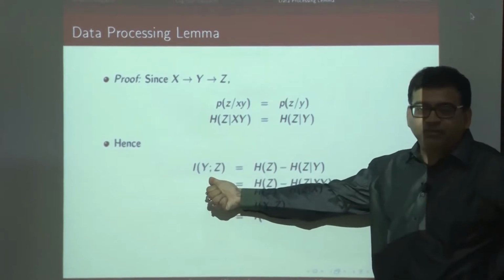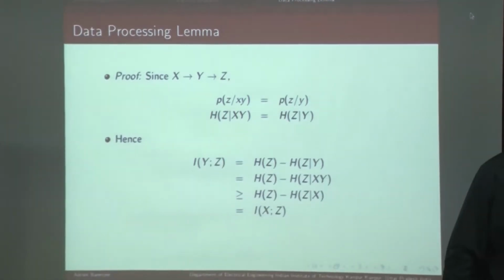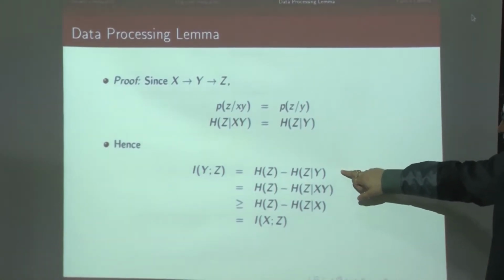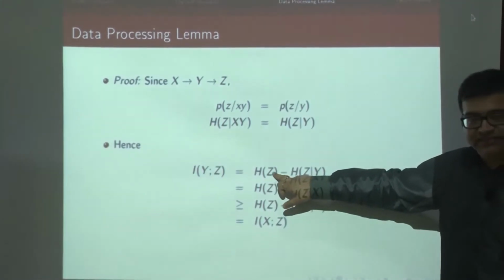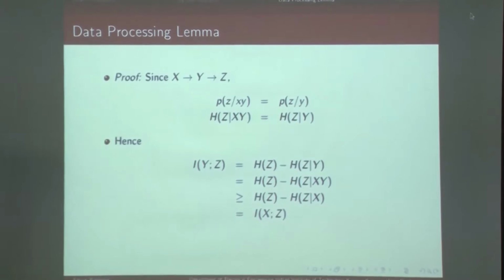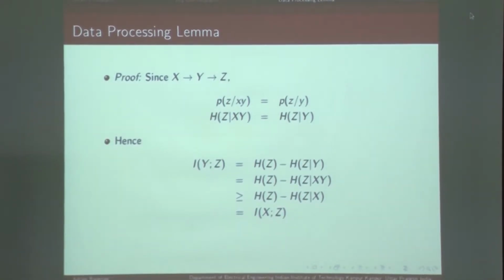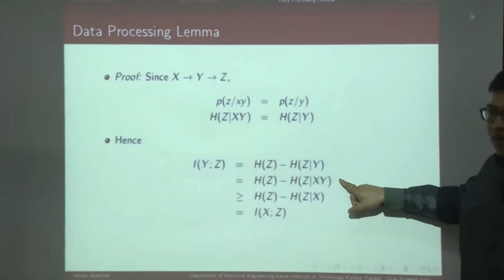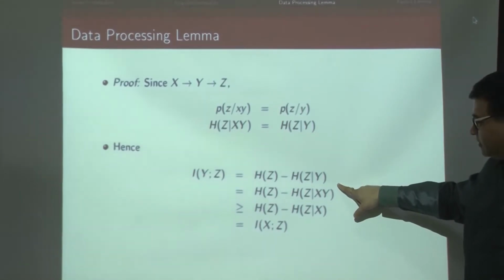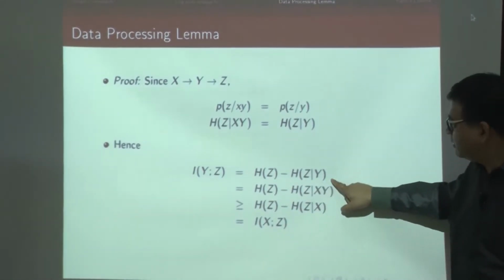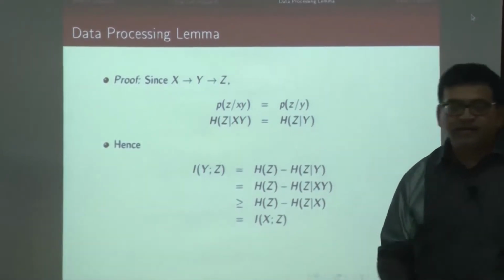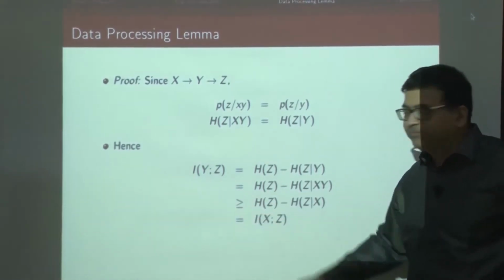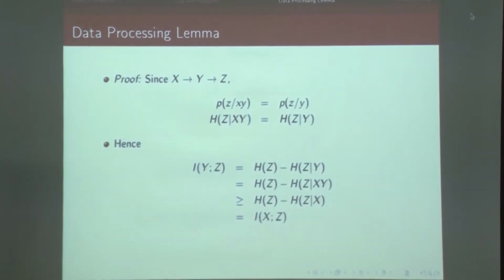Now let us compute the mutual information between y and z. From the definition of mutual information, this can be written as uncertainty in z minus uncertainty in z given y, right. Now I know uncertainty in z given y is given by uncertainty in z given x, y. So I get this. Now I am replacing this by h of z given x and making it a sign greater than or equal to. Can you tell me why?